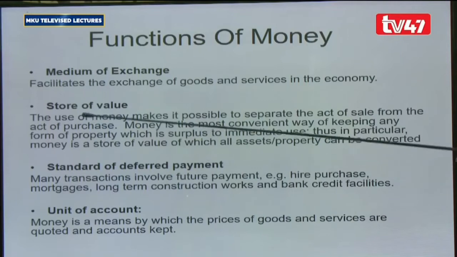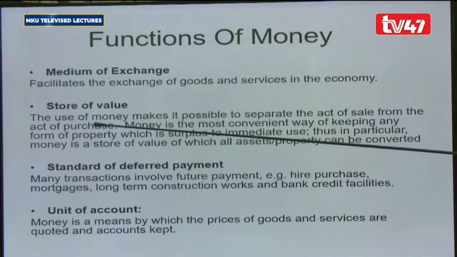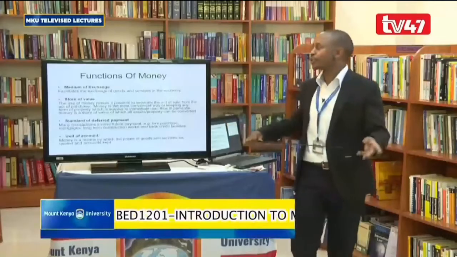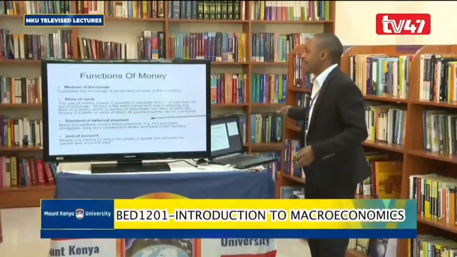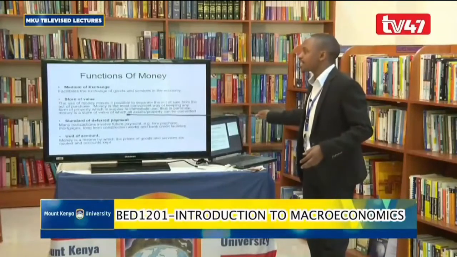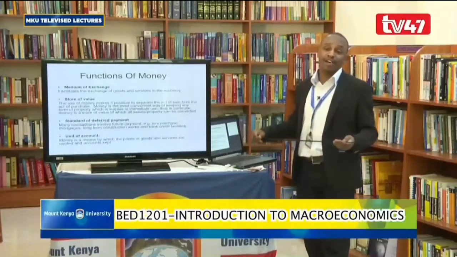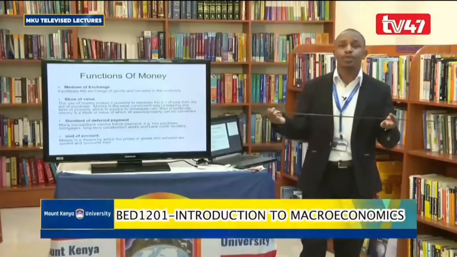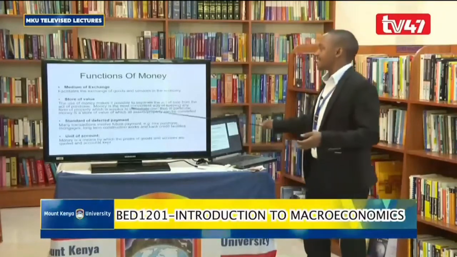The second function of money is that it is a store of value. How is it a store of value? The use of money makes it possible to separate the act of sale from the act of purchase. Sometimes, money is the most convenient way of keeping any form of property which is surplus to immediate use. You have something extra that you want to keep for the future, you store it in terms of money. Thus, in particular, money is a store of value into which all assets and properties can be converted.